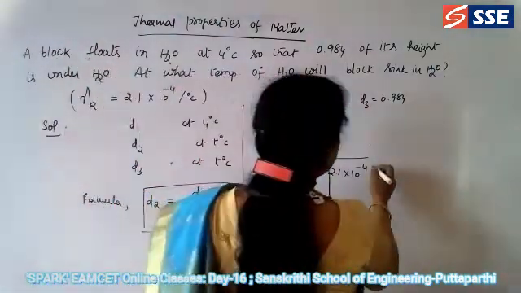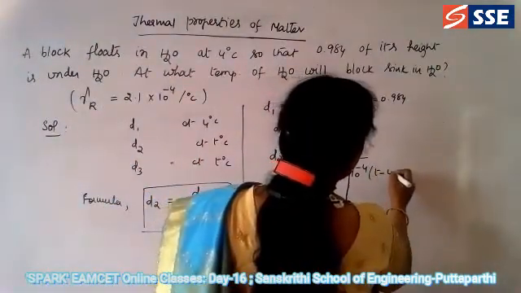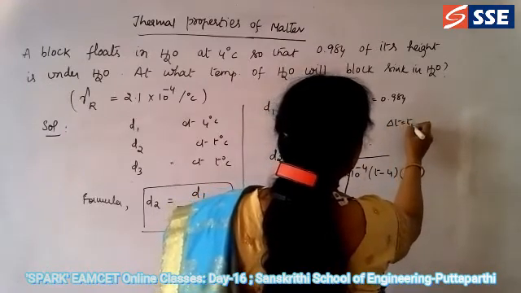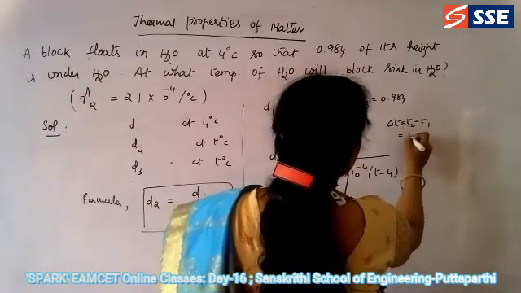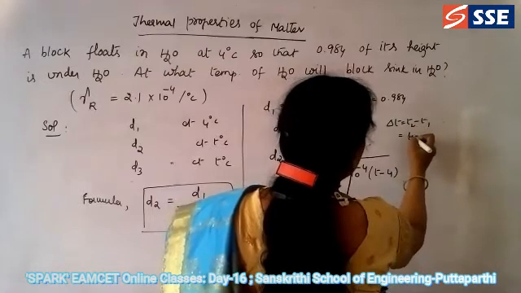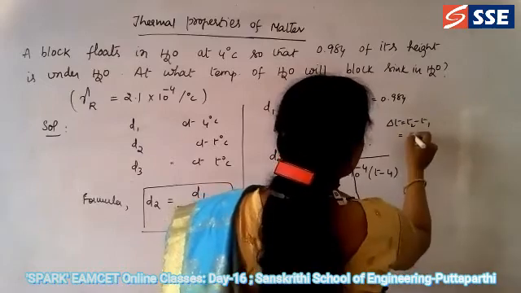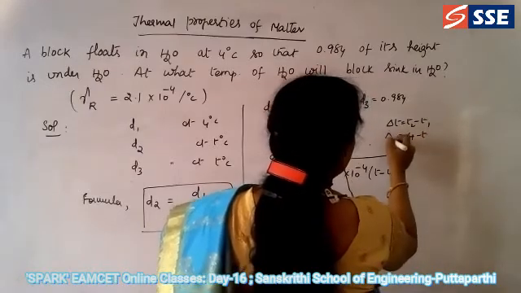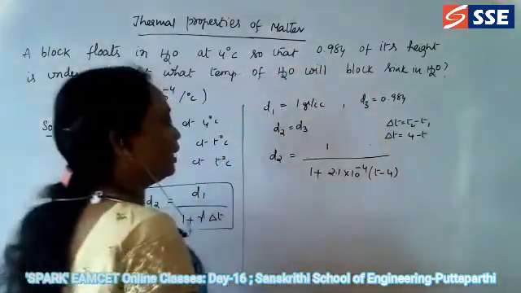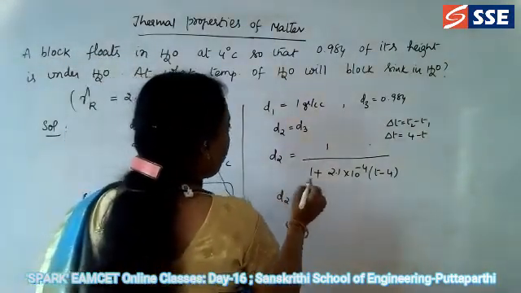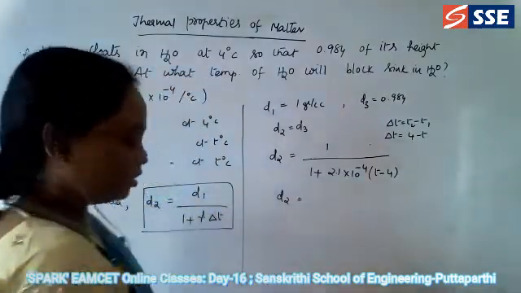Therefore, delta T is T2 minus T1. Here T2 is T and T1 is 4, so delta T is T minus 4. So therefore, D2 is equal to, substituting all the values.